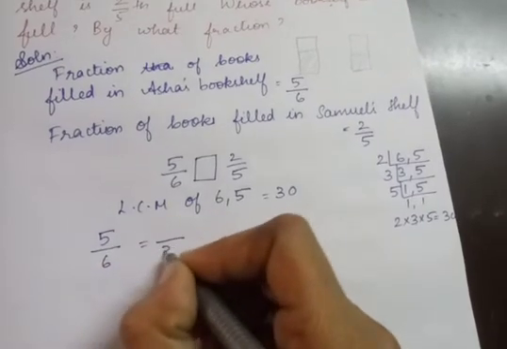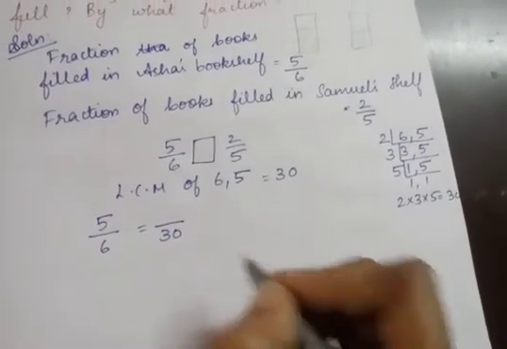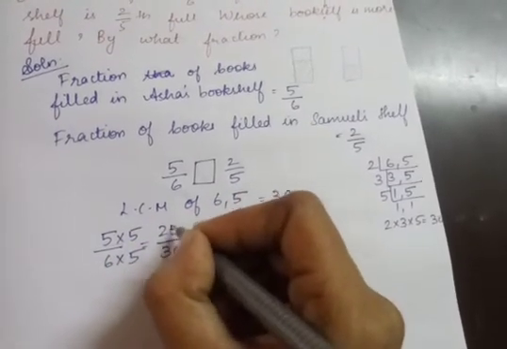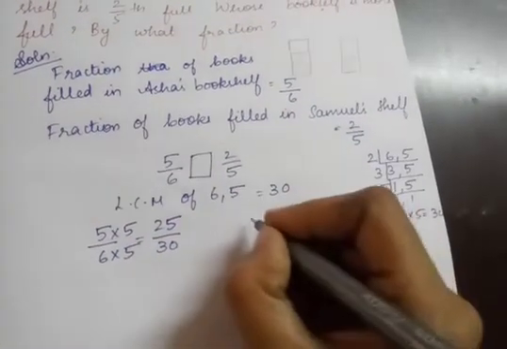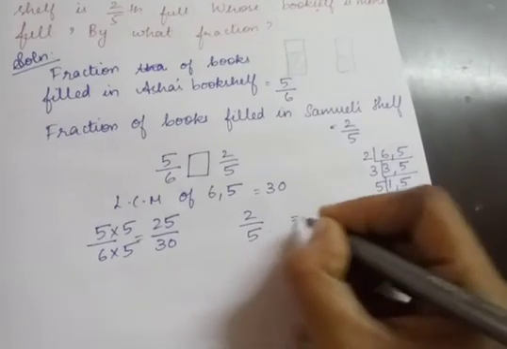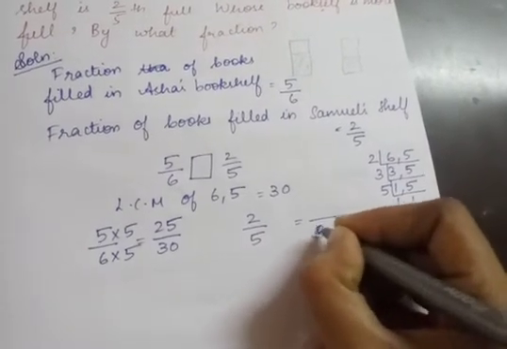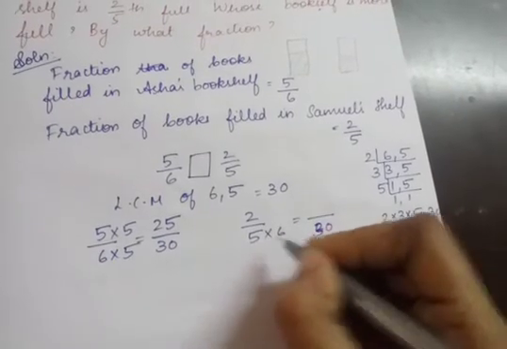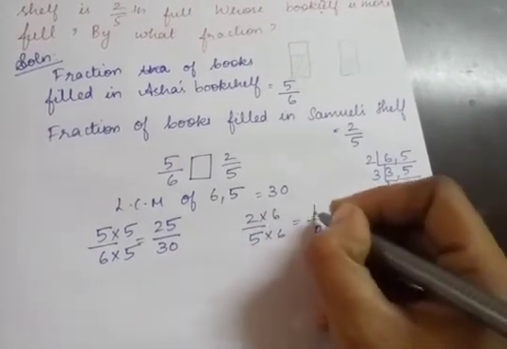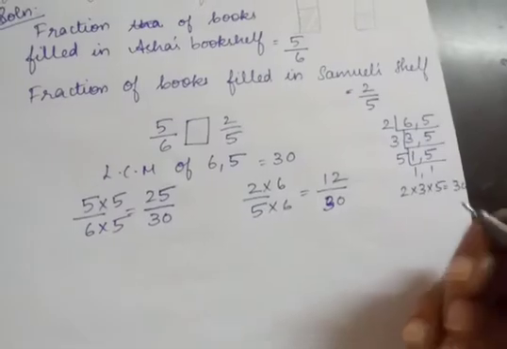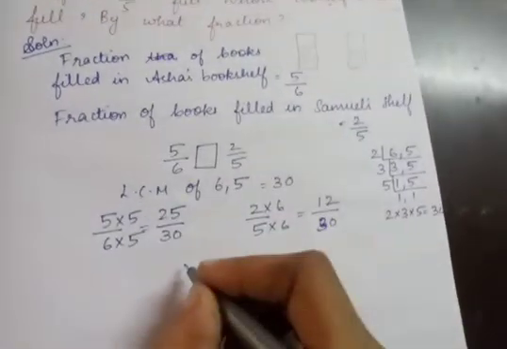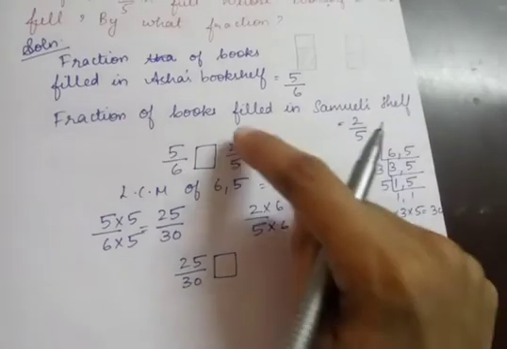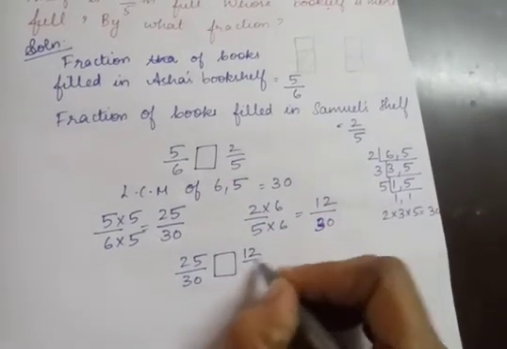So 5 by 6, I want to convert it as 30. 6 5s are 30. So 5 5s are 25. Yes. Then 2 by 5, I want to convert it to 30. Okay. 5 6s are 30. So 6 2s are 12. So instead of 5 by 6, I got 25 by 30. Then instead of 2 by 5, I got 12 by 30.